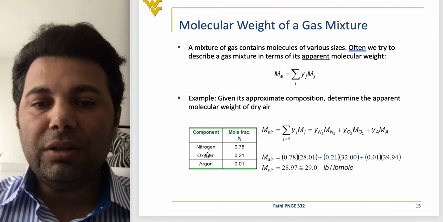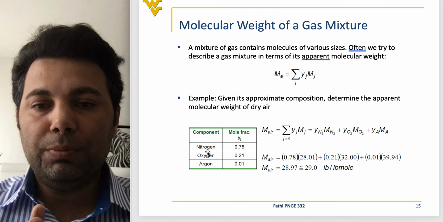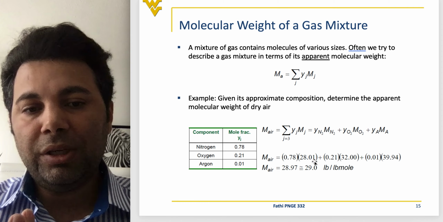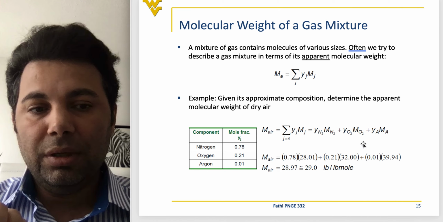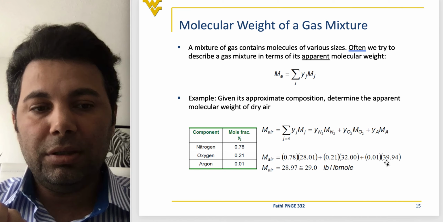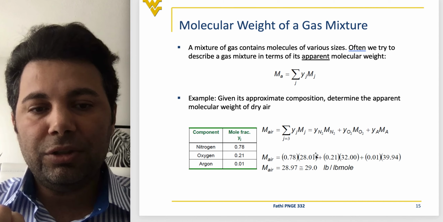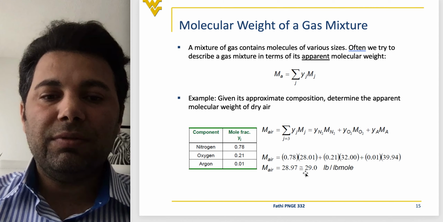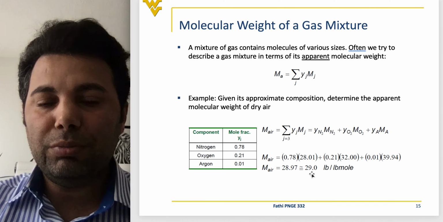The molecular weights of these components we know, and they're also given at the end of your book in table A. So nitrogen has a molecular weight of 28, to be precise 28.01. Oxygen is 32, and argon is 39.94. So mole fractions are given, we multiply mole fractions times molecular weights, and we sum them up. So the apparent molecular weight of air is 29. It's a very important number, and we should memorize that.